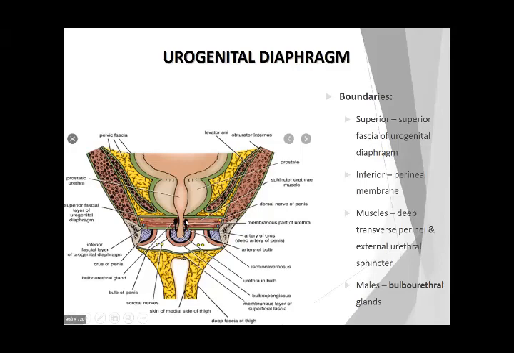So basically deep perineal pouch के जो contents हैं, they make up the urogenital diaphragm. Namely, the diaphragm is formed by the muscles, deep transverse perineum and external urethral sphincter. They make up the urogenital diaphragm, and this mass of muscles is covered by the inferior fascia of the pelvic diaphragm and the perineal membrane inferiorly.